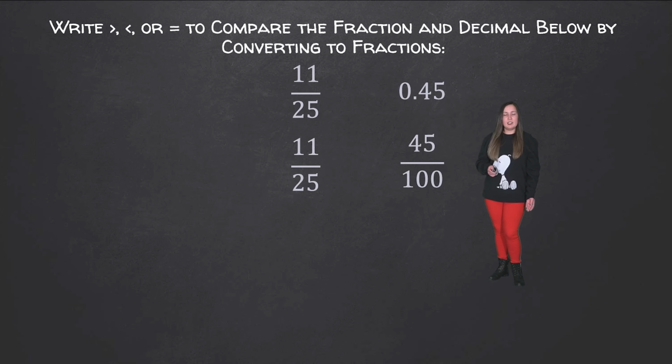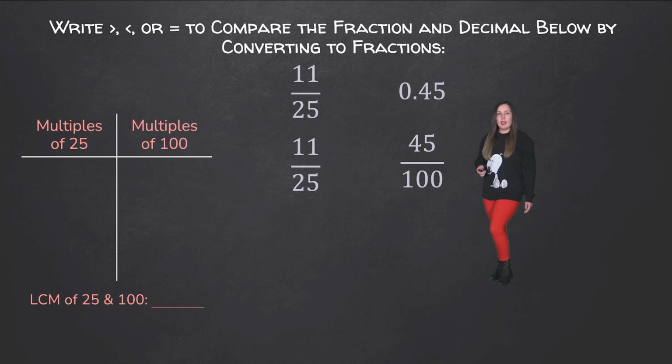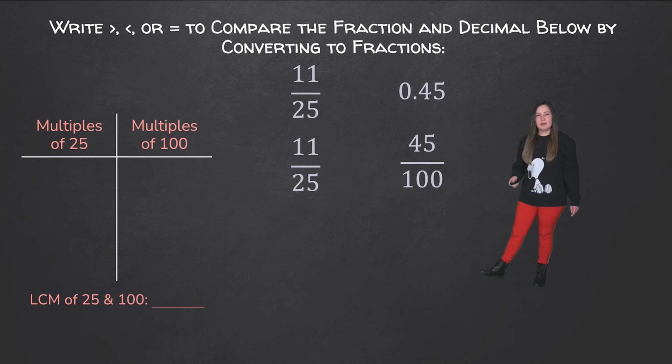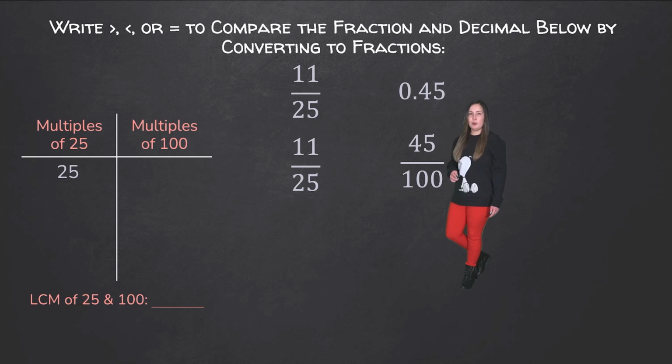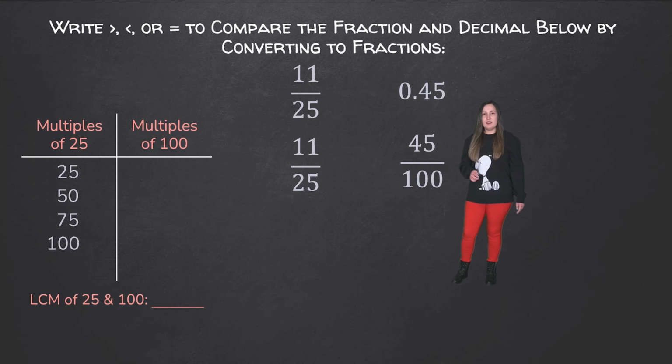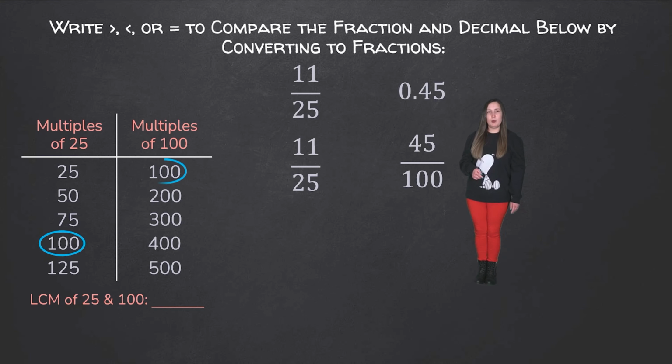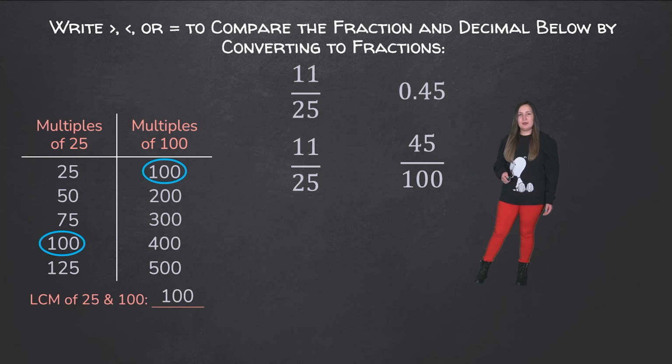In order to find what denominator we could use, we have to find the least common multiple between 25 and 100. And our multiples of 25 are 25, 50, 75, 100, 125, and so forth. And our multiples of 100 are 100, 200, 300, 400, 500, and so forth. So our least common multiple in this case is 100. And so we're going to make sure that both these fractions have a denominator of 100.